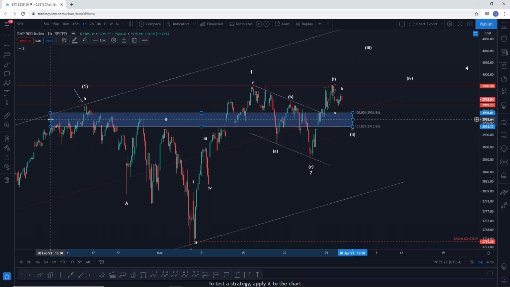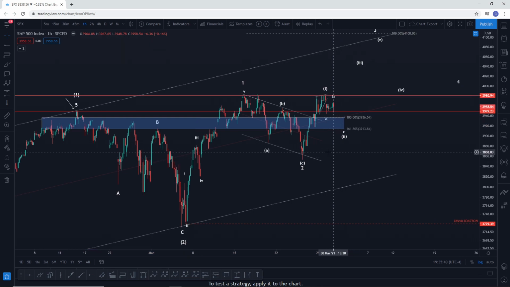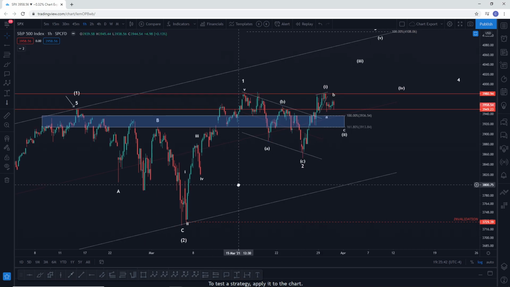And so that gives me a little bit of confirmation that if we do fall within this area, that could be a good level of support in a buy zone for the bulls to take control and take us higher. So that is my outlook for this week, guys.